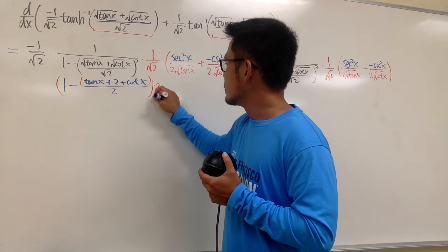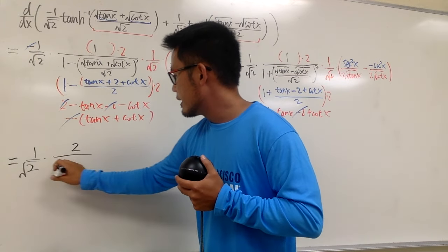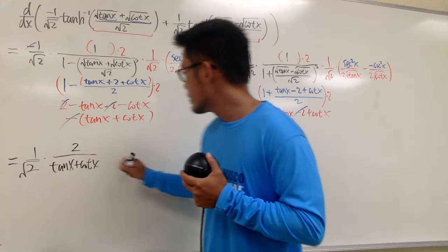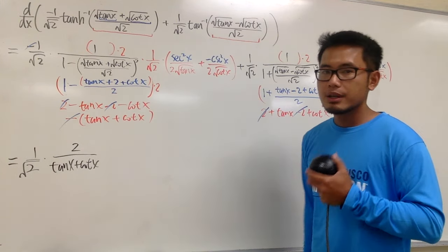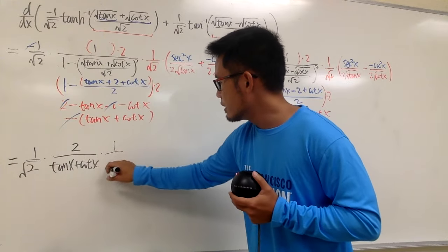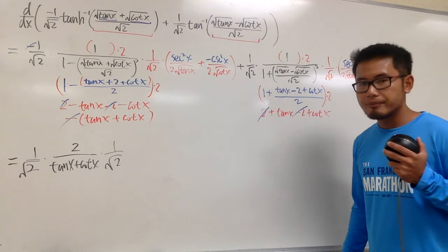So let me just put that down here. Next, this, right? That's the one we have in common. So let me just write that down. So we factor this out, which is 2 over tangent x plus cotangent x, right? This and that, same thing, it's out. One more, we have the square root of 2 on the bottom, right? 1 over square root of 2, like this. So this is out here, this is also out there.